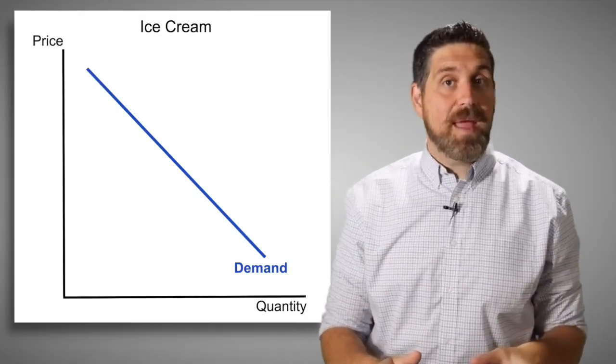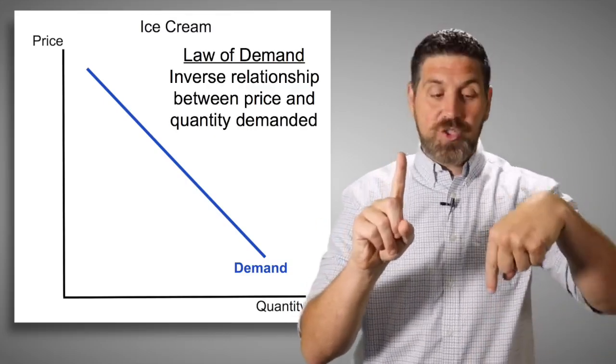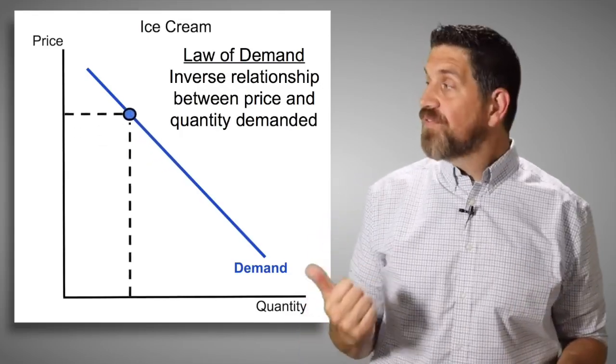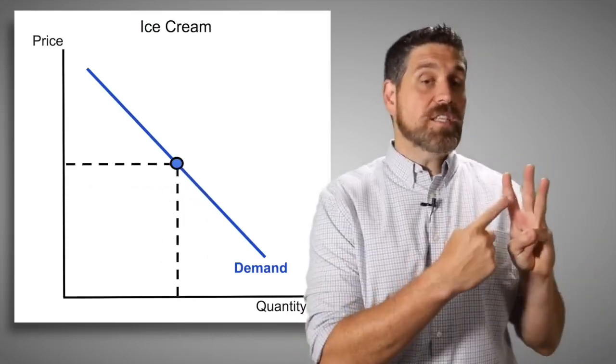Okay, let's start off with demand. This is a demand curve and it shows the inverse relationship between price and the quantity that consumers are willing and able to buy, so the quantity demanded. When the price goes up, the quantity demanded falls. When the price goes down, the quantity demanded increases and people want to buy more. There's 3 reasons for the law of demand.